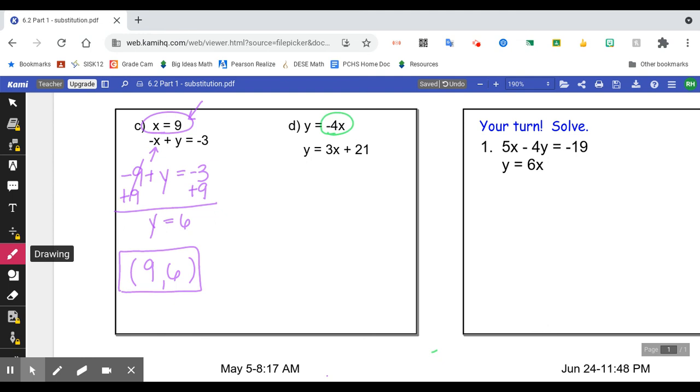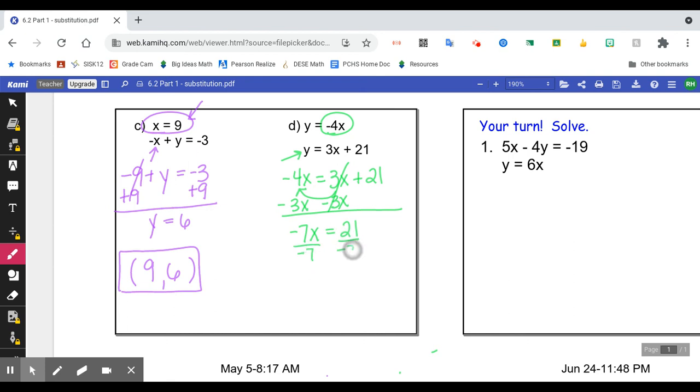y equals my negative 4x. It's going to go in for y here. So negative 4x equals 3x plus 21. I need to move my like terms together, so I'm going to subtract this because it's the opposite. Negative 7x equals 21. Divide by negative 7 on both sides, and x equals negative 3.